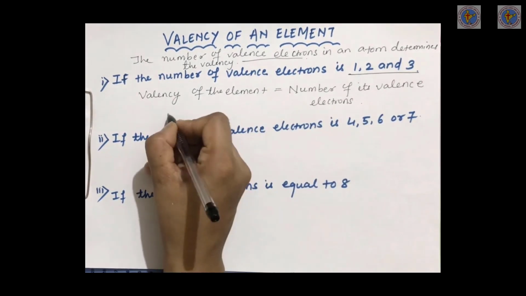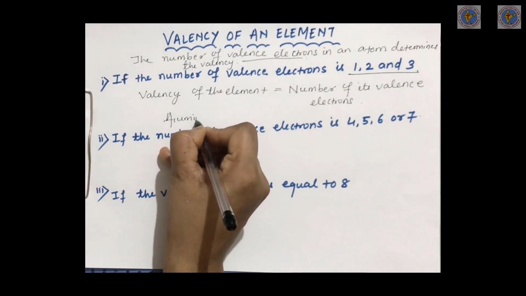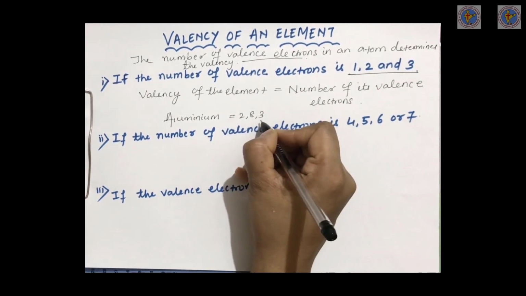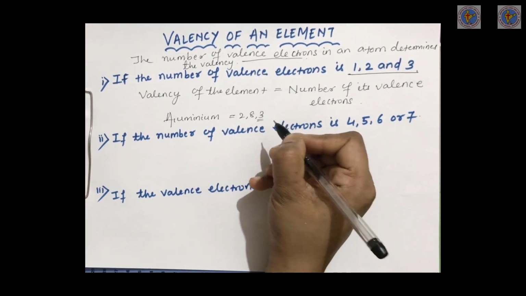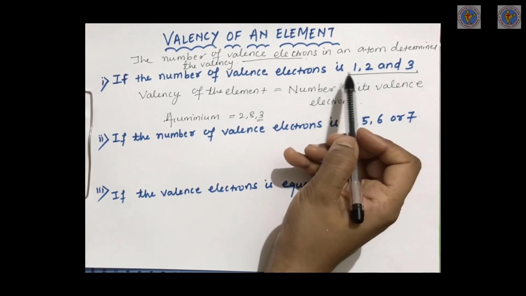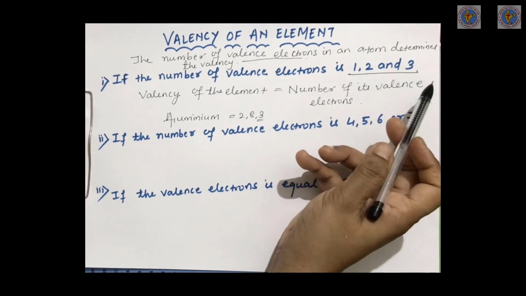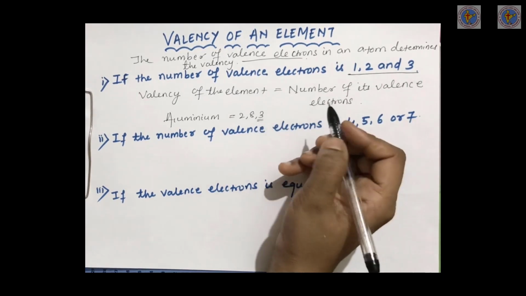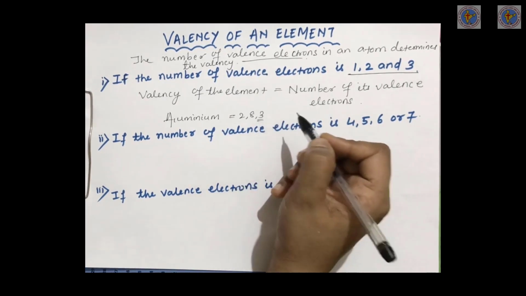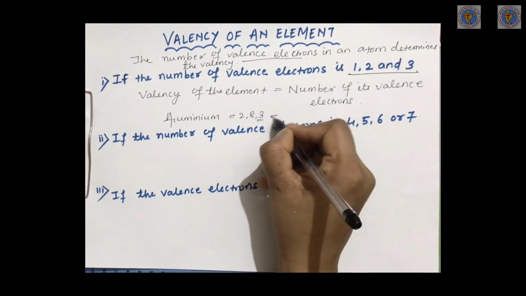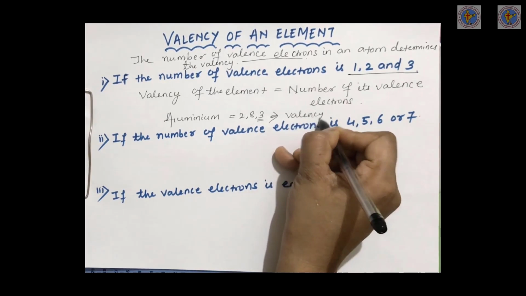For example, aluminium. What is the electronic configuration of aluminium, children? It is 2, 8, 3. So what is the valence electron of aluminium? 3. So it is coming under this rule, because it is told that it should have either 1, 2 or 3 electrons. So we have 3 as the valence electron of aluminium. So what should be the valency here? The valency is nothing but the number of its valence electrons, that is 3. So valency of aluminium is 3.